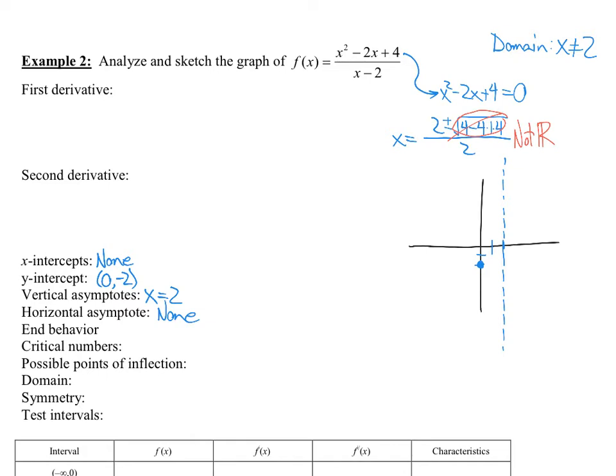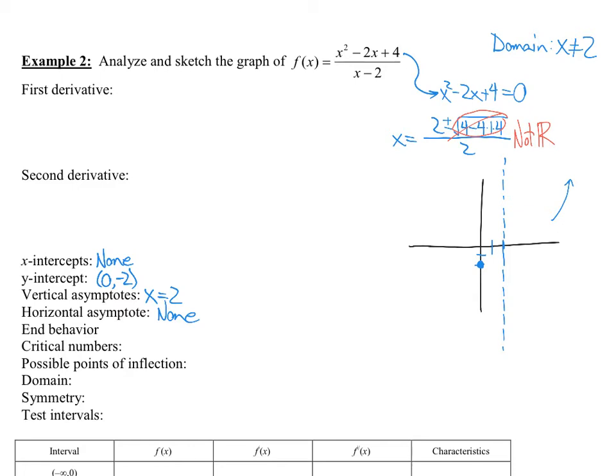Now, let's talk about end behavior. This is something that you guys talked about last year a bit, but not necessarily in a rational function. Notice in the numerator and the denominator, the leading coefficients are positive. That tells us what's going to happen on the right side. As x goes to positive infinity, the right-hand side is going to positive infinity. So I know that this is going to look something like this.